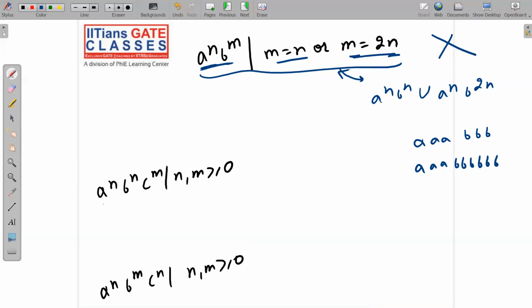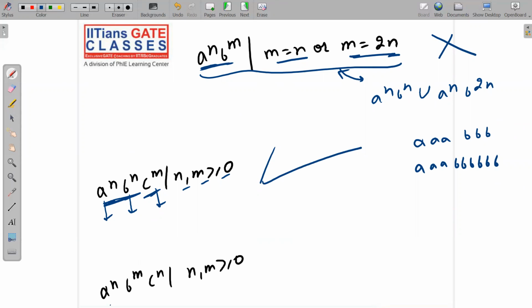Next question: A^n B^n C^m, n, m greater than or equal to 0. You will say, sir, we have three comparisons. No. We have a comparison between A and B. C's are free. So A will be pushed, B will be popped, and whenever C comes, it is your choice whether you push the C onto the stack or you ignore them. It hardly matters. The main thing is there is no confusion in push, pop, and so on. So it will be DCFL.